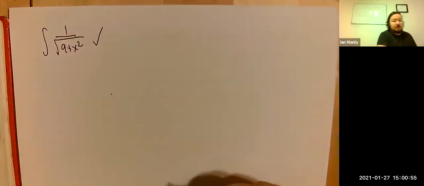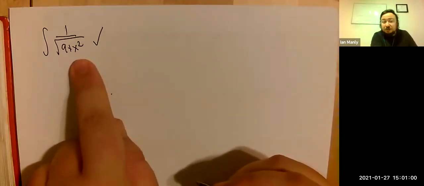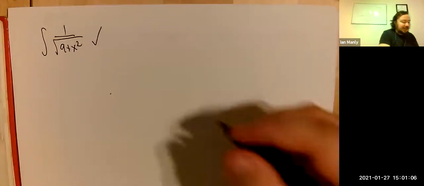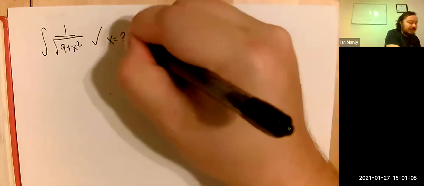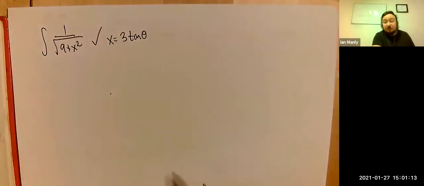This one we should know how to do. Pop quiz, does anyone remember which trig function we should use if we have x squared plus a number squared? Very good. That's right. We're going to use tangent. And in particular, we would use 3 tangent because it's the square root of this number right here.